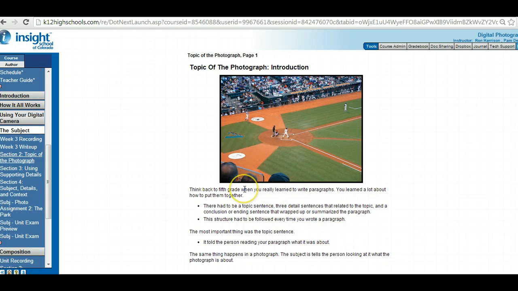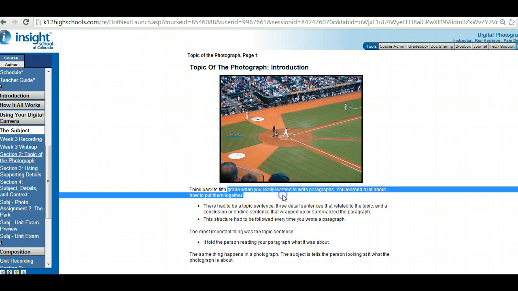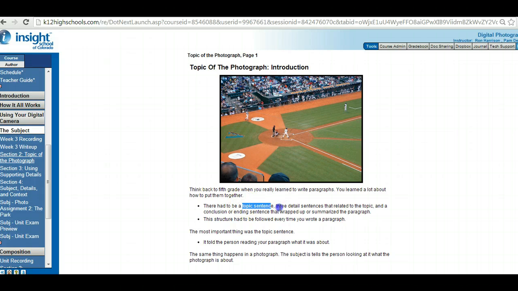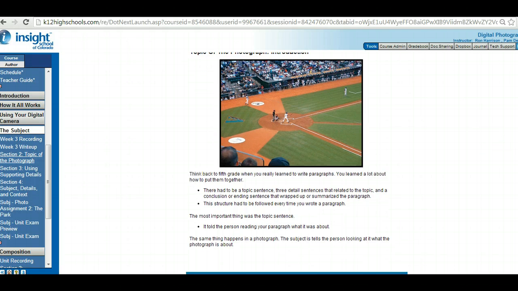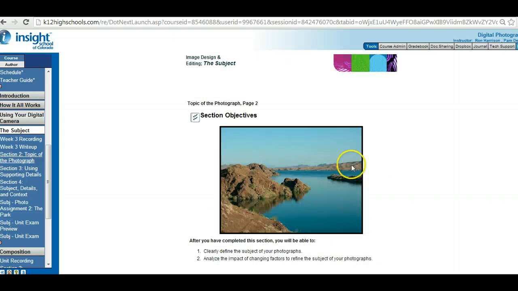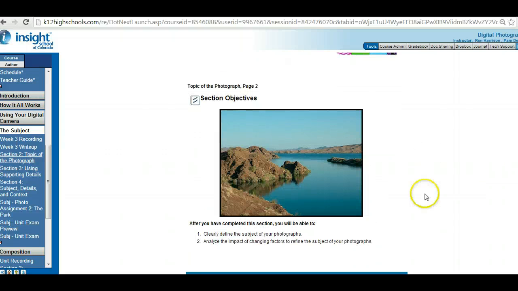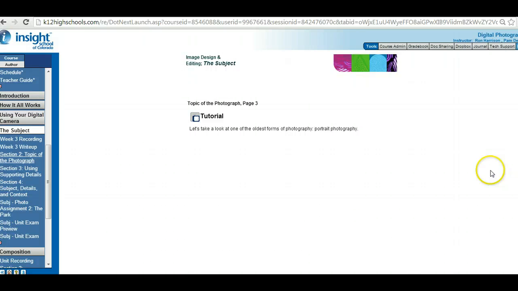What this is talking about is, back in the 4th or 5th grade, you maybe learned to write paragraphs. You learned about topic sentences, detail sentences, etc., right? And then you summarize the paragraphs. So you had structure in paragraphs that you wrote. And of course, the most important thing about a paragraph when you write is the subject. Same thing with photography. The most important thing is the subject. So you can kind of relate that to when you're writing something. Now in this section, we're going to learn about the subject of photographs and analyze the impact of changing factors on the subject of photographs.